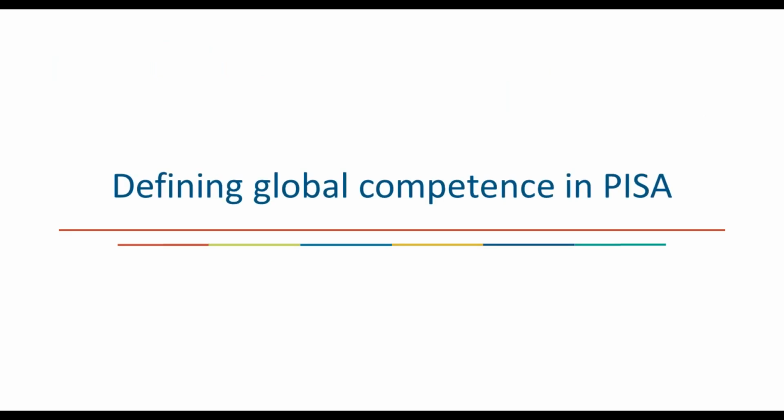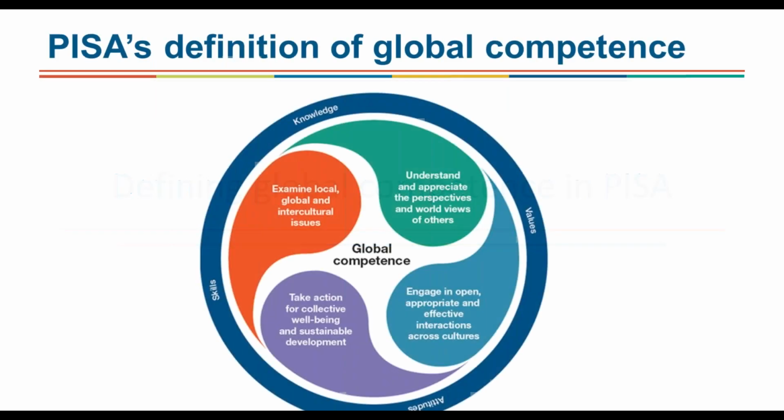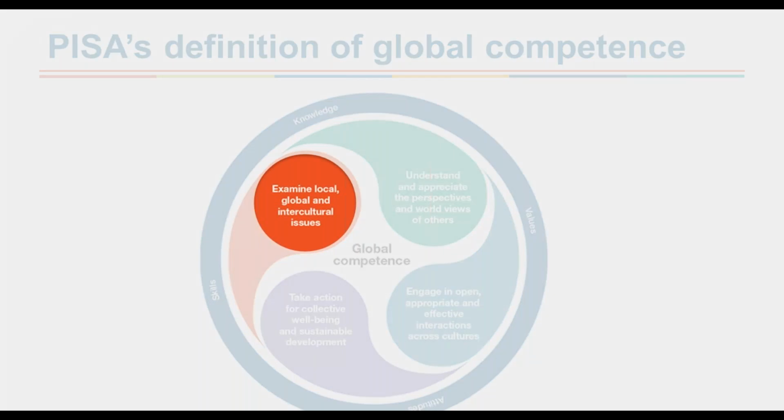So I'll move on to how we actually define global competence in the PISA framework. Global competence is a multidimensional construct, and we see it as having 4 dimensions. So the first dimension of global competence is being able to examine local, global, and intercultural issues.